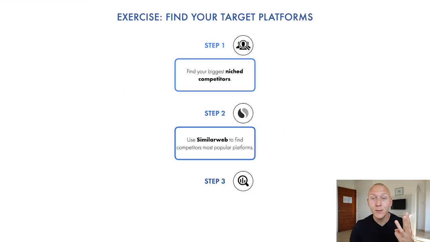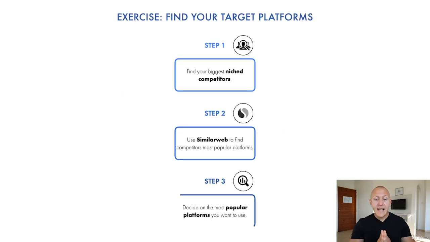And step number 3 is very simple. It is decide on the most popular platforms that you want to use. So simply look at your biggest niched competitors. Use SimilarWeb to see what are the platforms that they are targeting and getting the most traffic from. And then decide which platforms that you are going to use.